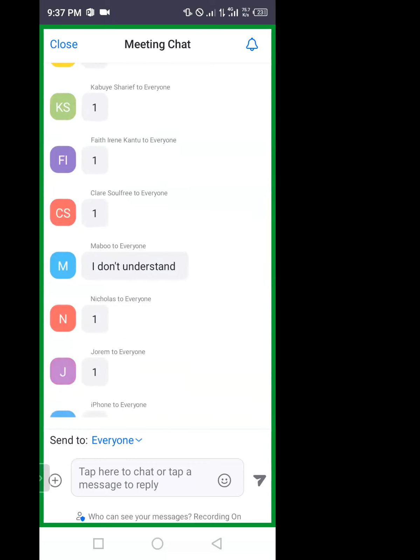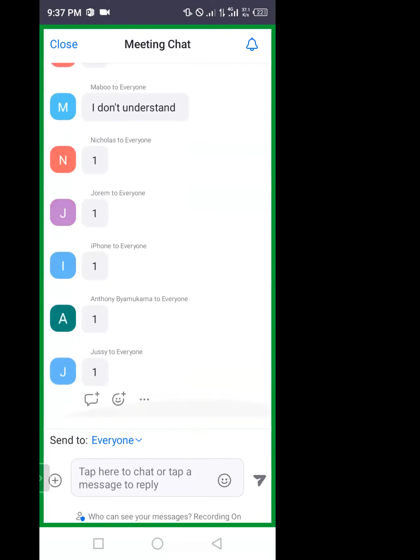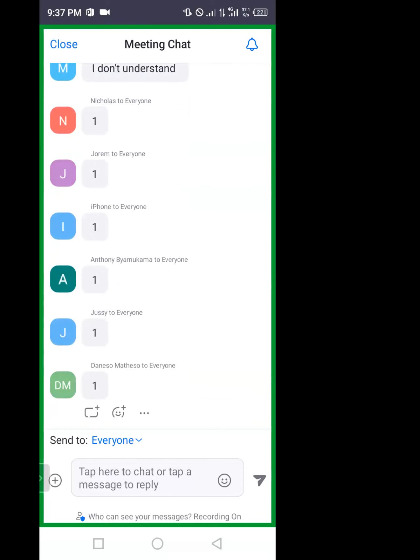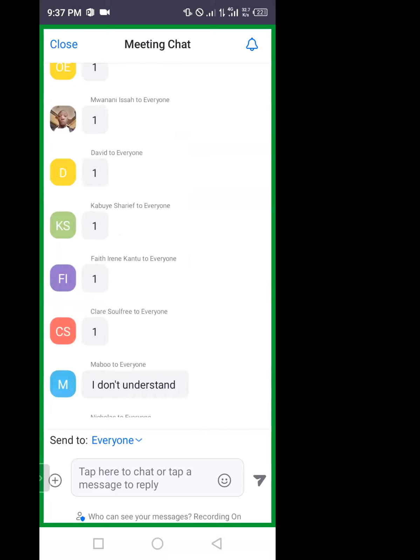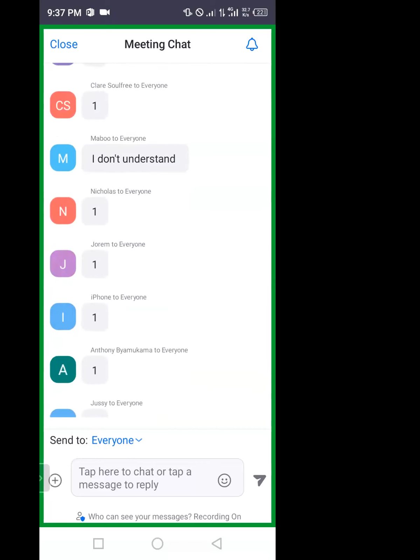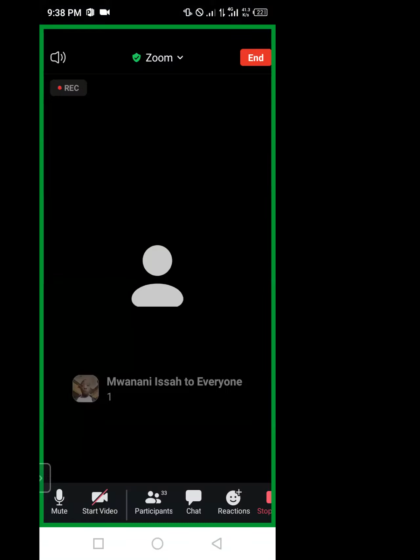Oh dear, he has not understood. I'm going to explain more. I don't want to rush to go to another topic before people understand. So because of Mabu, who has not understood, I'm going to repeat a little more again.